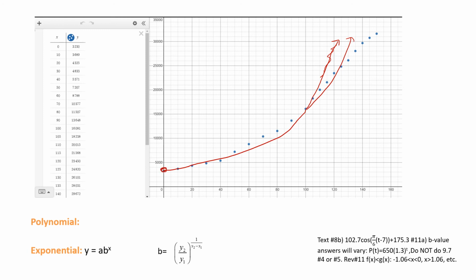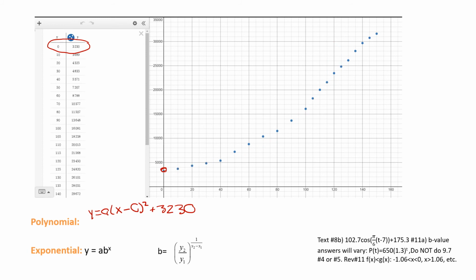So for the vertex, we would write y equals a(x minus 0) squared, plus that number right here, 3,230. Now to find the a value, I'm going to sub in a point that I hit, or a point that at least looks reasonable. So let me erase my curve here.